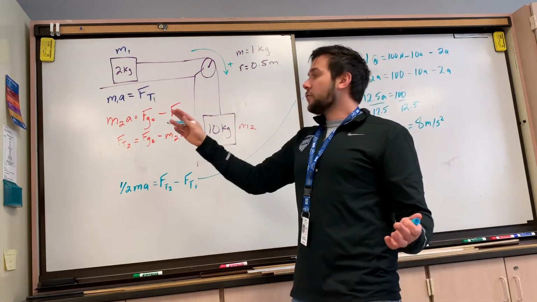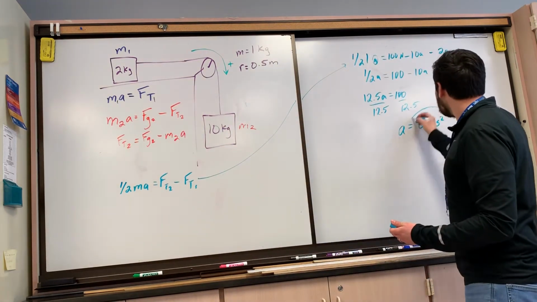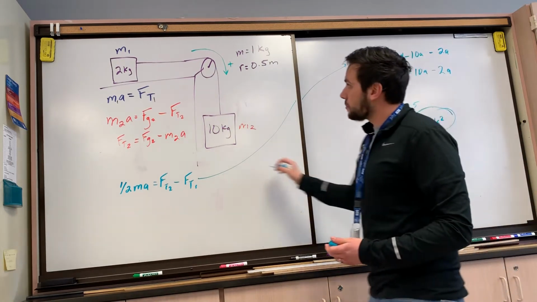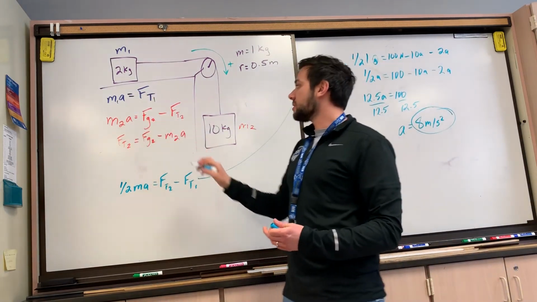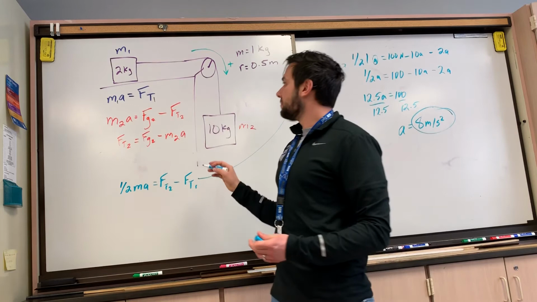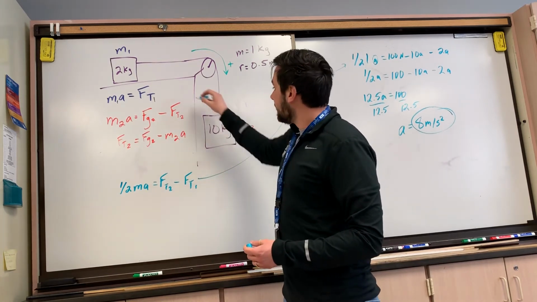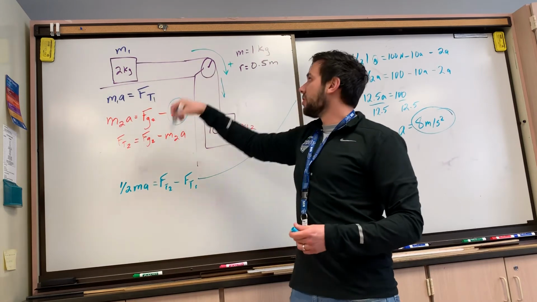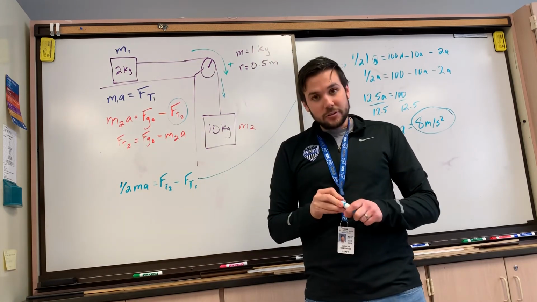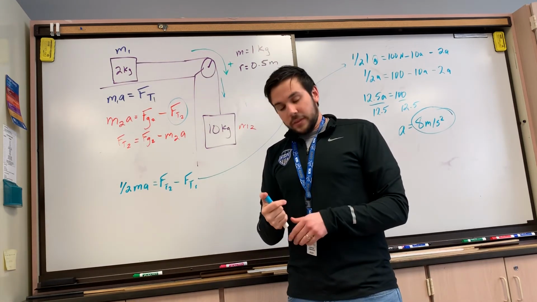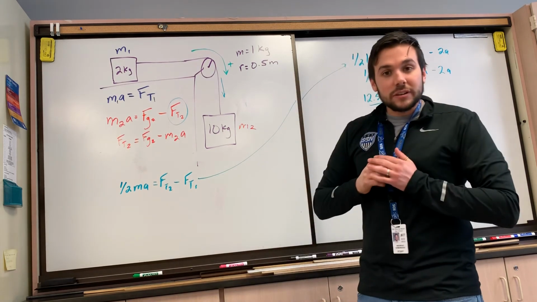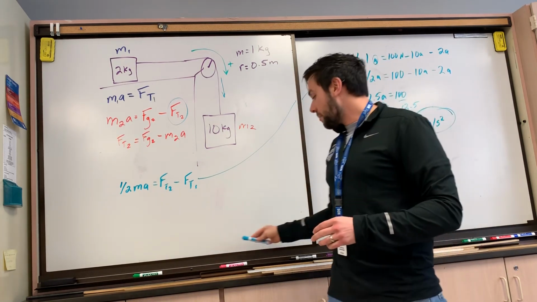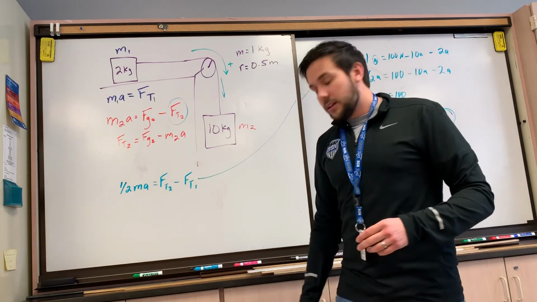To find any other force of tension, I can just take my acceleration and plug it back in to any of these equations and solve for a force of tension. And again, you should get a larger tension here because this torque has to be larger to make it accelerate in that direction. So thanks. Hopefully this was helpful in terms of solving systems problems with a pulley with mass. Have a good one.